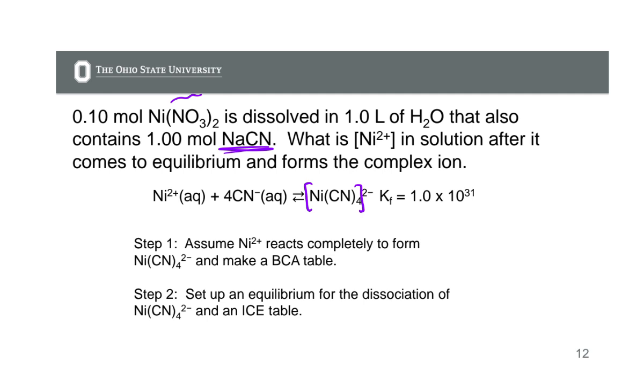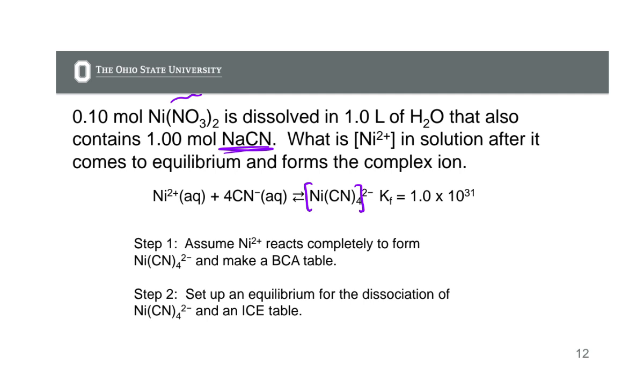This has a formation constant of 1 × 10^31. So it strongly is on the product side. So it's really likely to form products in this case. And so we want to figure out, after this reaction happens, when it comes to equilibrium, how much nickel ion is left in solution. Okay?